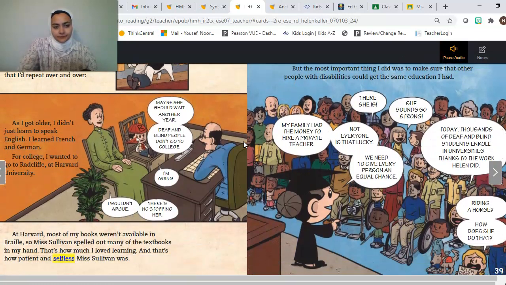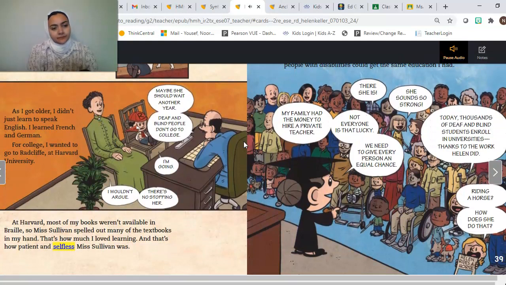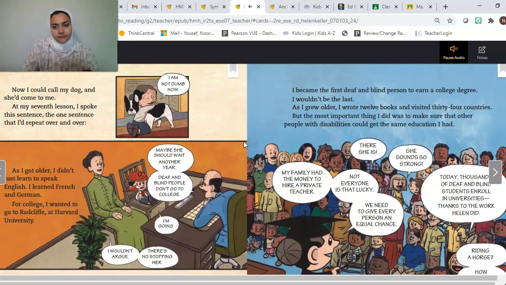As I got older, I didn't just learn to speak English. I learned French and German. For college, I wanted to go to Radcliffe at Harvard University. Maybe she should wait another year. Deaf and blind people don't go to college. I'm going. I wouldn't argue. There's no stopping her. At Harvard, most of my books weren't available in Braille, so Miss Sullivan spelled out many of the textbooks in my hand. That's how much I loved learning. And that's how patient and selfless Miss Sullivan was. I became the first deaf and blind person to earn a college degree.